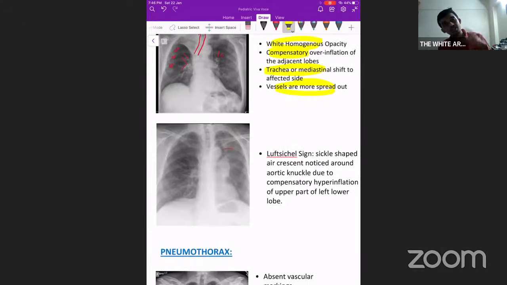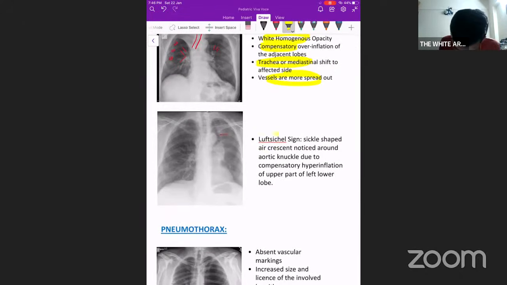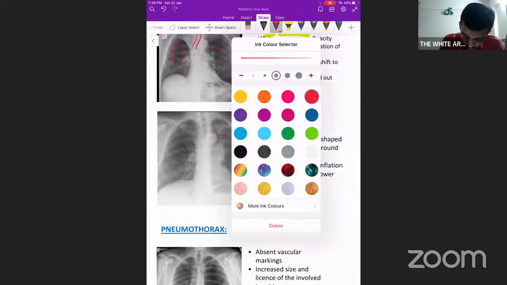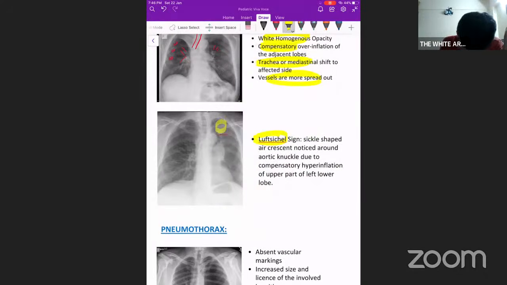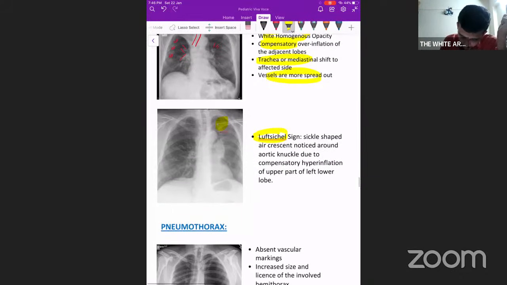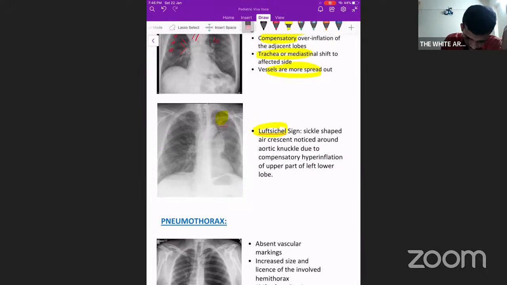Now, what happens in a left upper lobe consolidation? What happens over here is you get something called the Luftsichel sign. Over here there is consolidation. Sorry, I said left upper; it is the left middle lobe collapse, not the left upper lobe collapse. Okay, sorry, made a mistake.